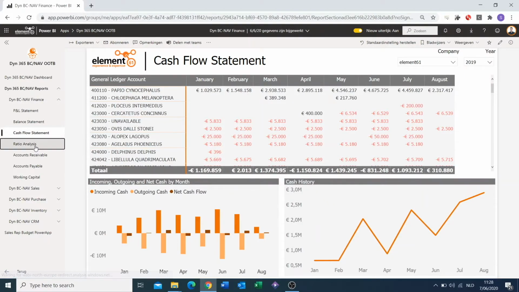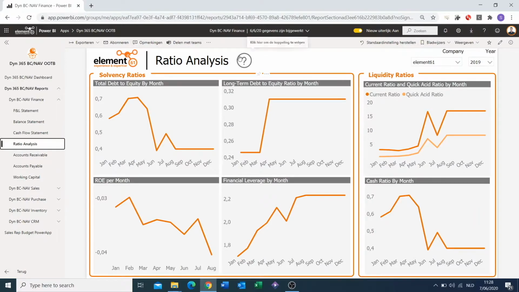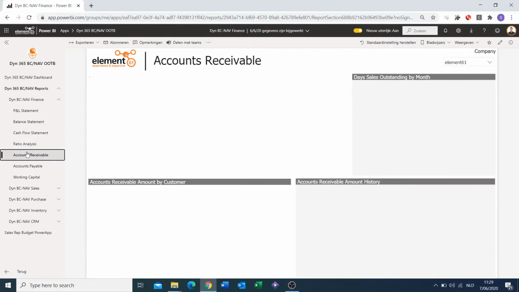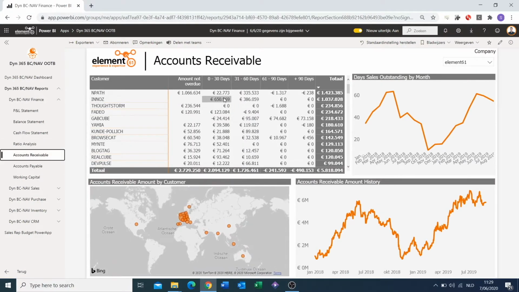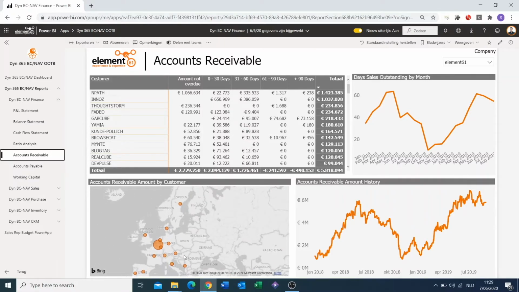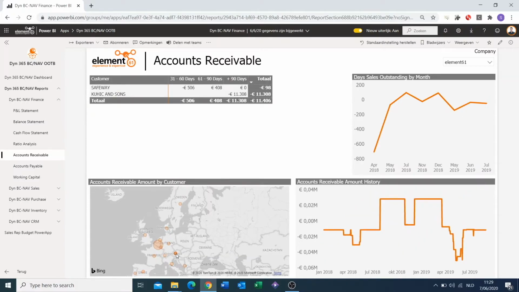Based on the numbers on the balance sheet, income statement, and cash flow statement, key liquidity and solvency ratios have been created that allow you to spot trends that may be developing in your company. Also available are your accounts receivable and accounts payable figures in order to evaluate your accounts handling processes. The interactivity of Power BI allows you to easily filter your data based on the visuals to quickly gain insights based on your specific needs.